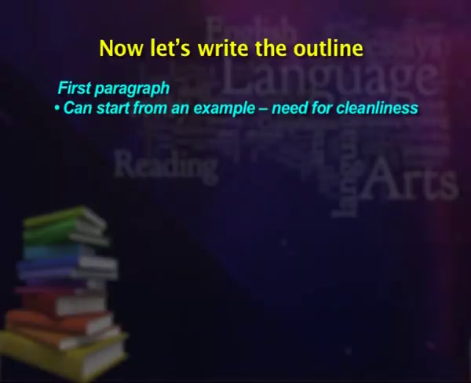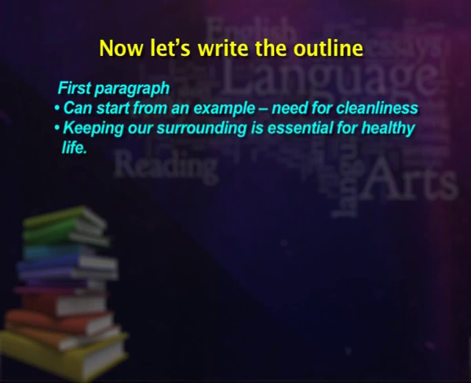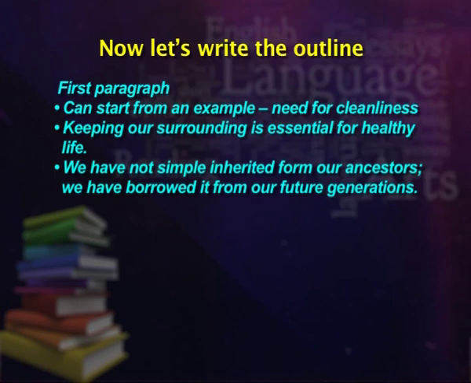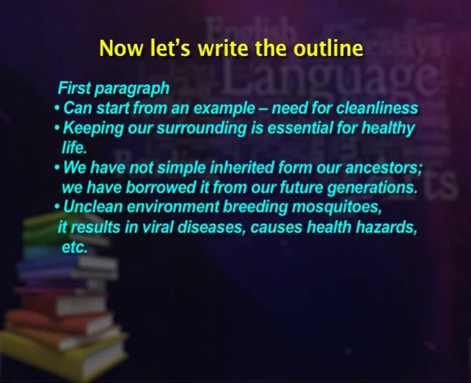The first paragraph can begin with the need for cleanliness. Keeping our surroundings clean is essential for a healthy life. We have not simply inherited the planet Earth from our ancestors, but we have borrowed it for our future generations. You can also write about unclean environments that breed mosquitoes, resulting in viral diseases, infections, health hazards, etc.